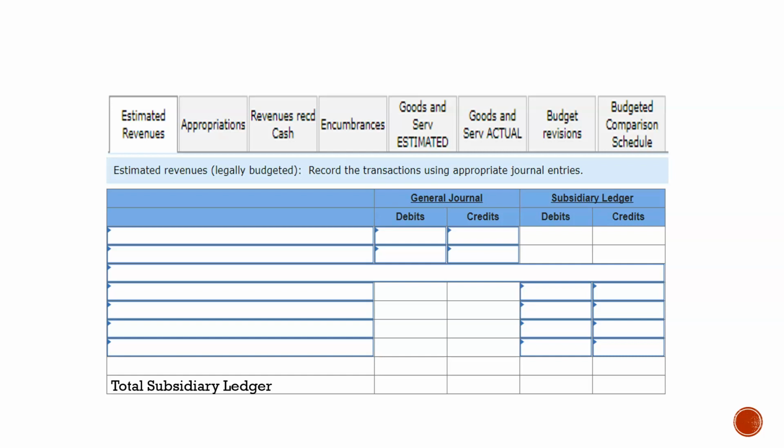So let's get started with estimated revenues. We know that we had estimated revenues of $12,480,000. We can look back at our fact pattern and see that. This is why it was helpful to fill that total in at the very beginning instead of right now. Again, notice this is your control account, your general ledger account.